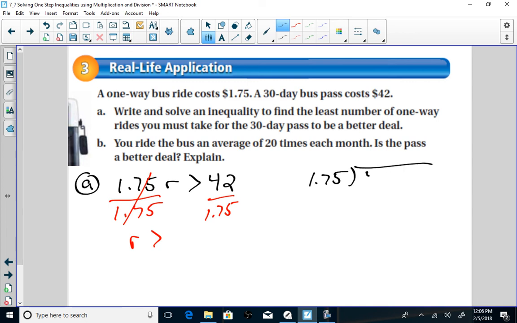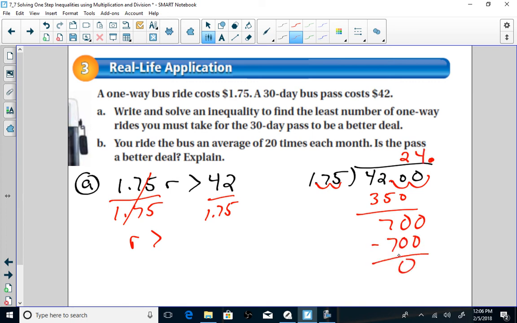1.75 into 42. All right. Slide, slide, slide, slide. The decimal point goes in your quotient. That's going to be 2. 2 times $1.75 is $3.50. I subtract, that's going to be 0, that's going to be 7. And then that's going to be a 4. And 4 times $1.75 is 0. So R has to be more than 24 rides. So if we have more than 24 rides, the bus pass is going to be a better deal.